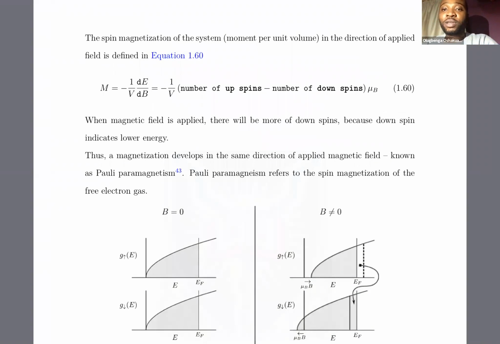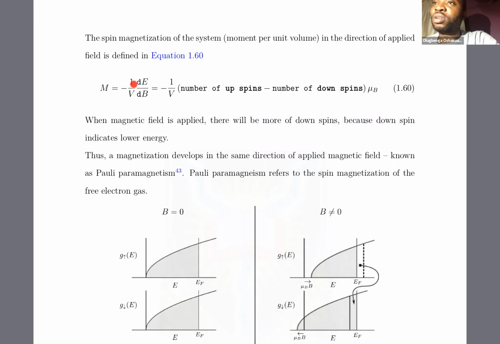So we cannot talk about the magnetic susceptibility without talking about the spin magnetization. And the spin magnetization, or the moment per unit volume, is defined in equation 60.